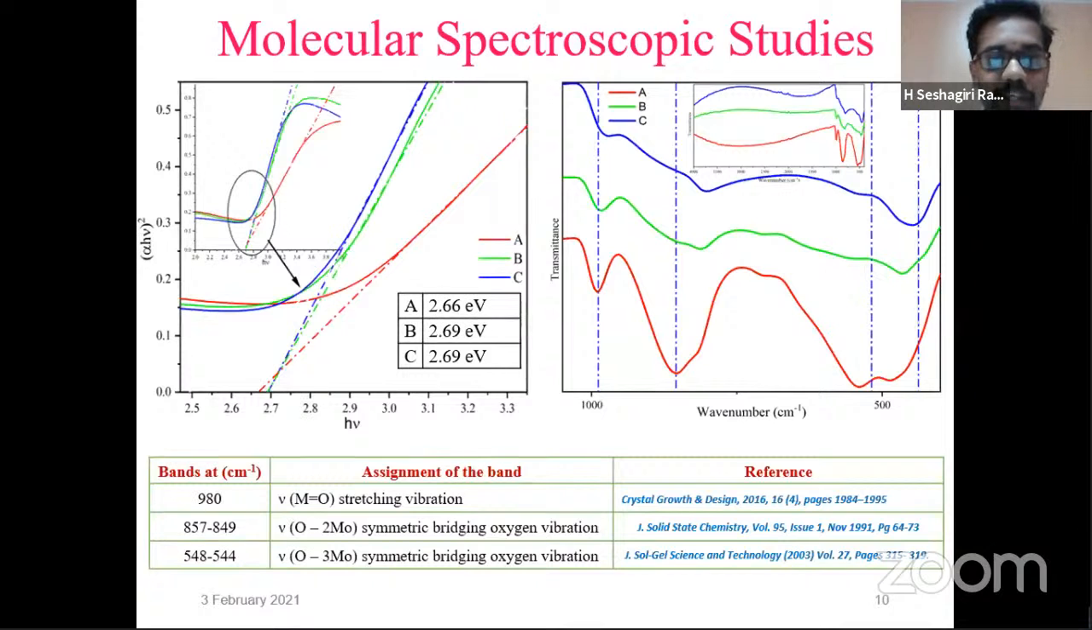So the molecular spectroscopic studies we have conducted here using UV DRS, wherein we were able to extrapolate that the band gap was ranging from 2.66 to 2.69 in our samples. But in the earlier literature, it was reported as up to 2.8, whereas here we achieved up to 2.66. And in FTIR analysis, we were able to conclude that some oxygen atoms were shared by 3 molybdenum centers, and some oxygen atoms were shared by 2 molybdenum atoms in the vicinity. So the same thing is reflected here.